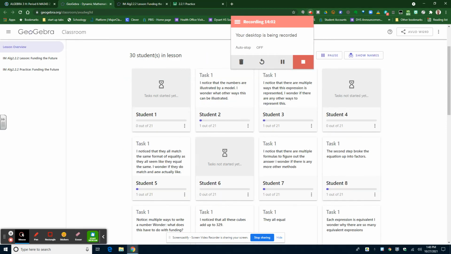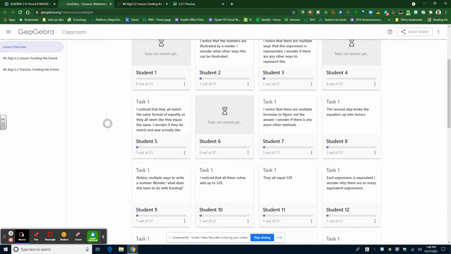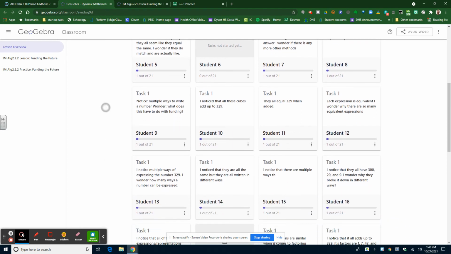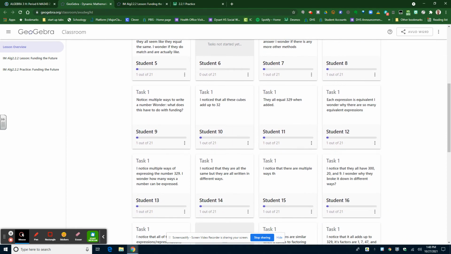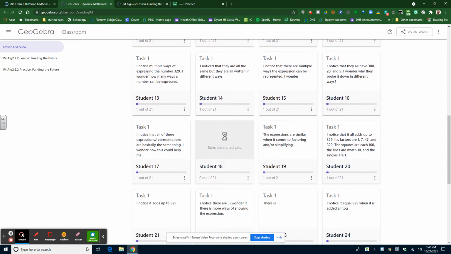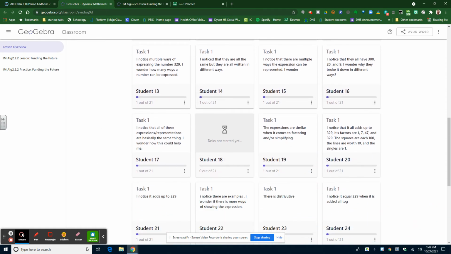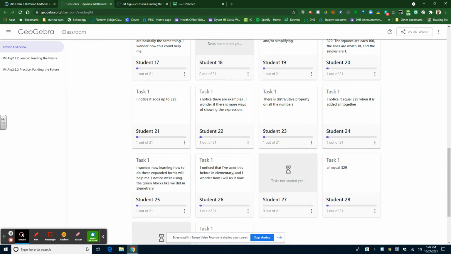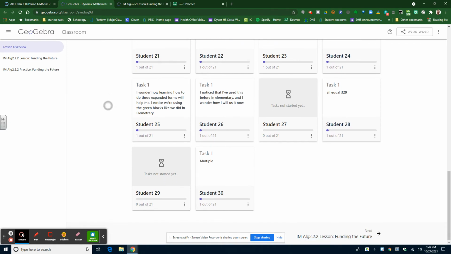Okay, if you want to volunteer who you are, that's awesome. Numbers are illustrated by a model, so we have a picture attached to it. Second step broke the equation into its factors. That's important. We're going to talk about that. Multiple formulas for the same answer, different methods. They're all 329. Every single one was 329. What else we got? Basically the same thing. Ooh, factors of 329. Nice. Examples. We've got distributive property. And that's about it.